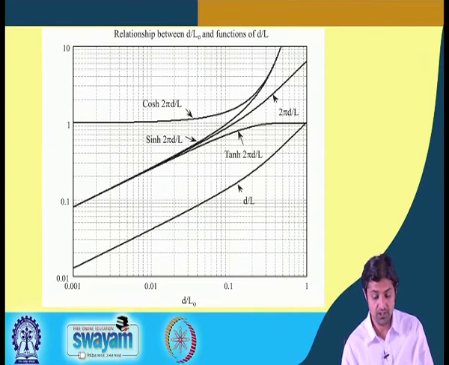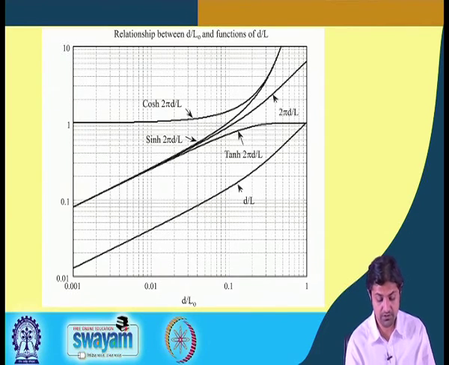All right. So this is the curve which denotes the relationship between d by L and d by L naught. Okay, so the right hand side shows d by L naught.